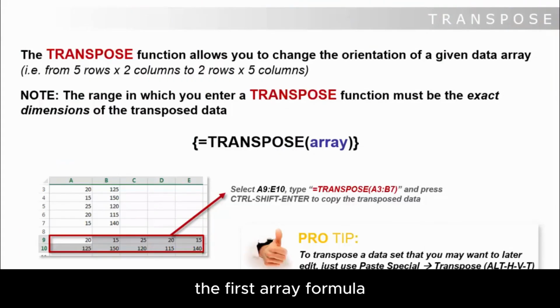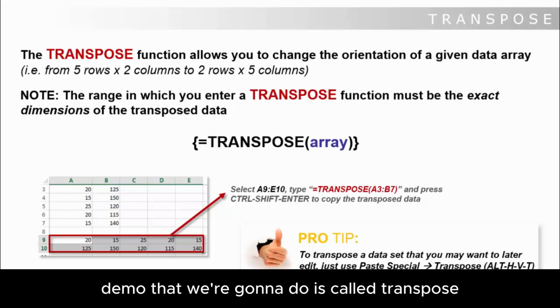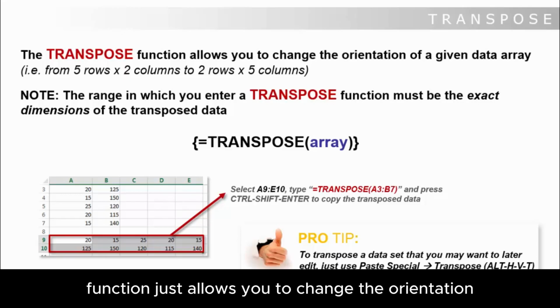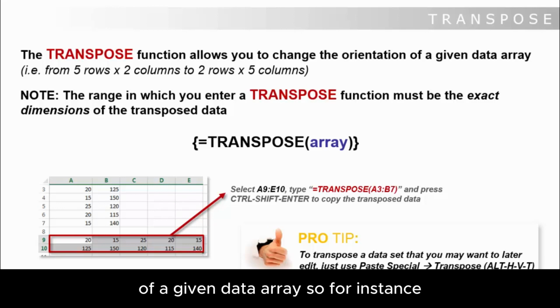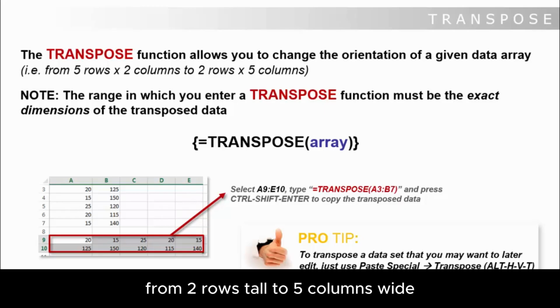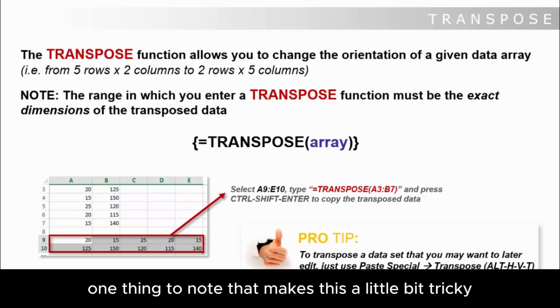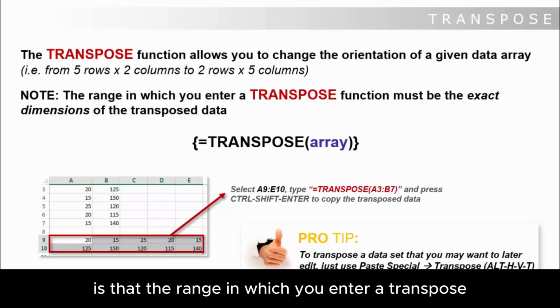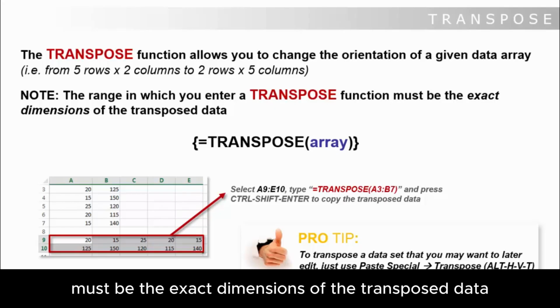All right, so the first array formula demo that we're going to do is called transpose. And basically the transpose function just allows you to change the orientation of a given data array. So for instance, if you have an array that's 5 rows tall by 2 columns wide, transposing that would change it into an array 2 rows tall by 5 columns wide. One thing to note that makes this a little bit tricky is that the range in which you enter a transpose function must be the exact dimensions of the transposed data.